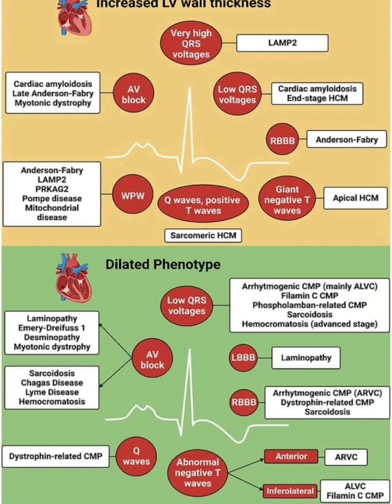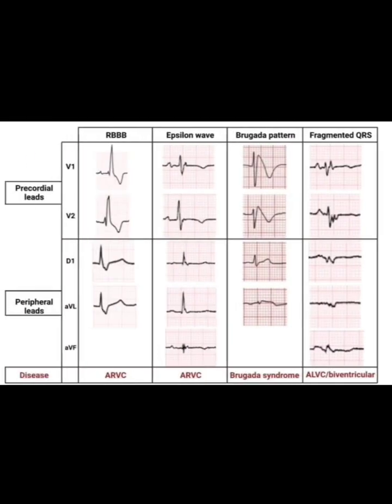And abnormal negative T waves, if they are seen anteriorly, would be ARVC related. If they are seen inferolaterally, they would be related to ALVC or filamin C cardiomyopathy. AV blocks are usually seen in laminopathy, Emery-Dreifuss 1, desminopathy, and myotonic dystrophy.